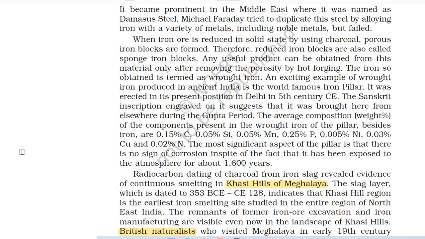When iron ore is reduced in solid state by using charcoal, porous iron blocks are formed. Therefore, reduced iron blocks are also called sponge iron blocks. Any useful product can be obtained from this material only after removing the porosity by hot forging. The iron so obtained is termed as wrought iron. An exciting example of wrought iron produced in ancient India is the world-famous iron pillar.